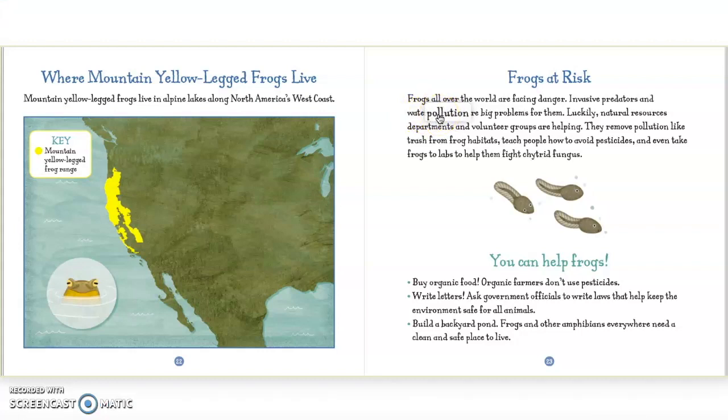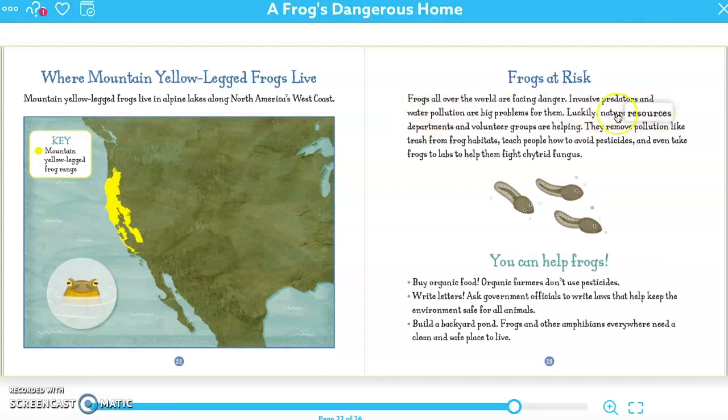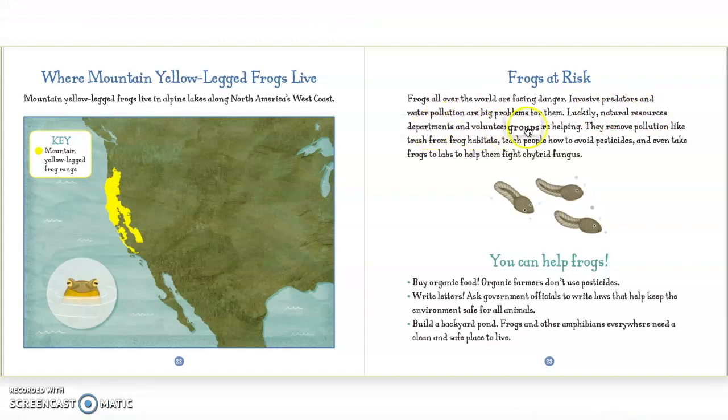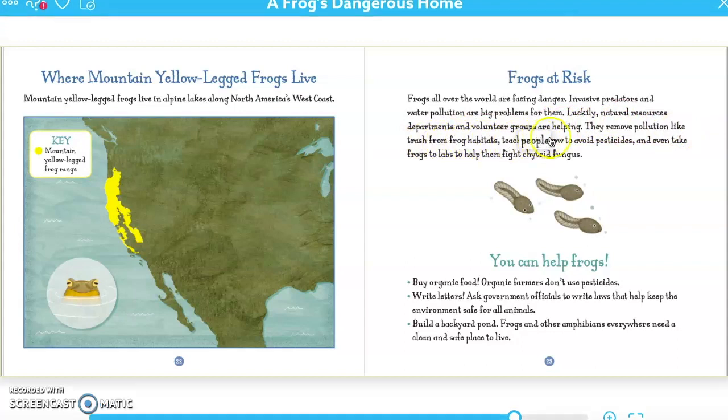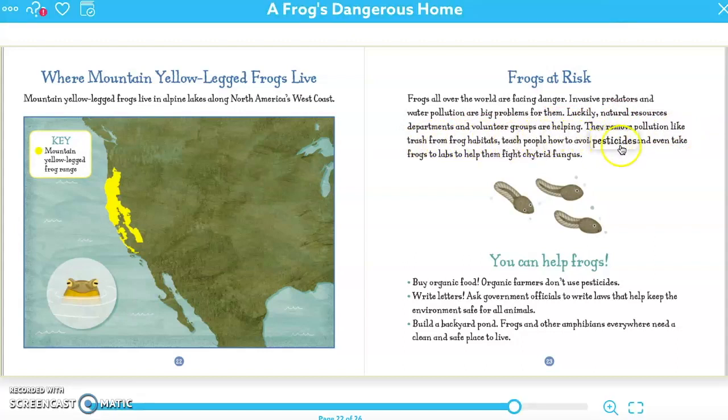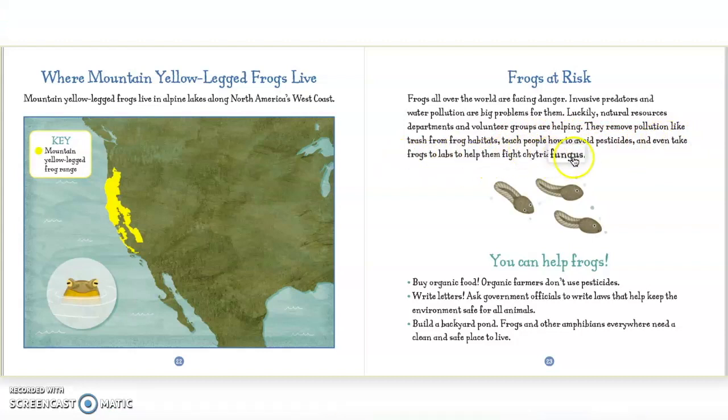They're polluting the water. Luckily, natural resource departments and volunteer groups are helping. They remove pollution like trash from frog habitats, teach people how to avoid pesticides, and even take frogs to labs to help them fight chytrid fungus.